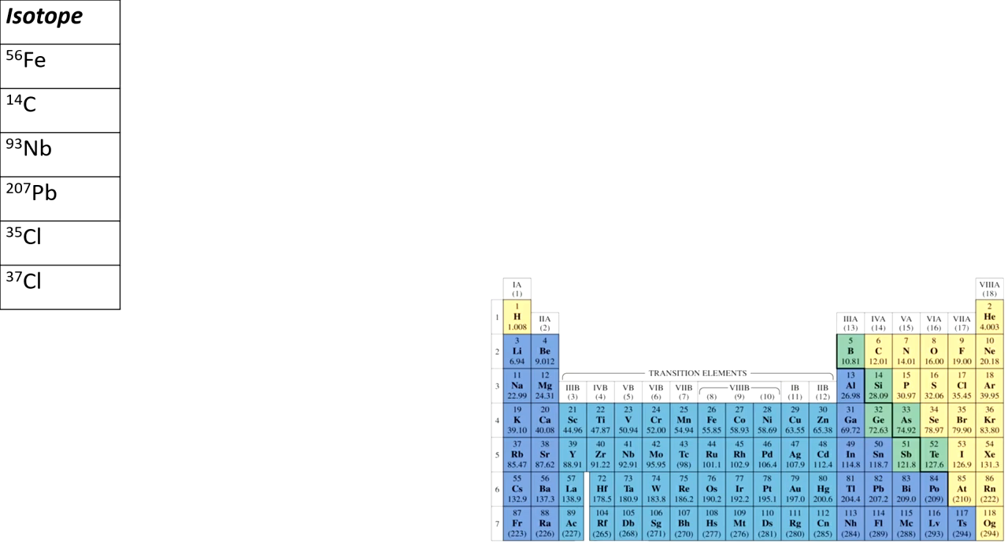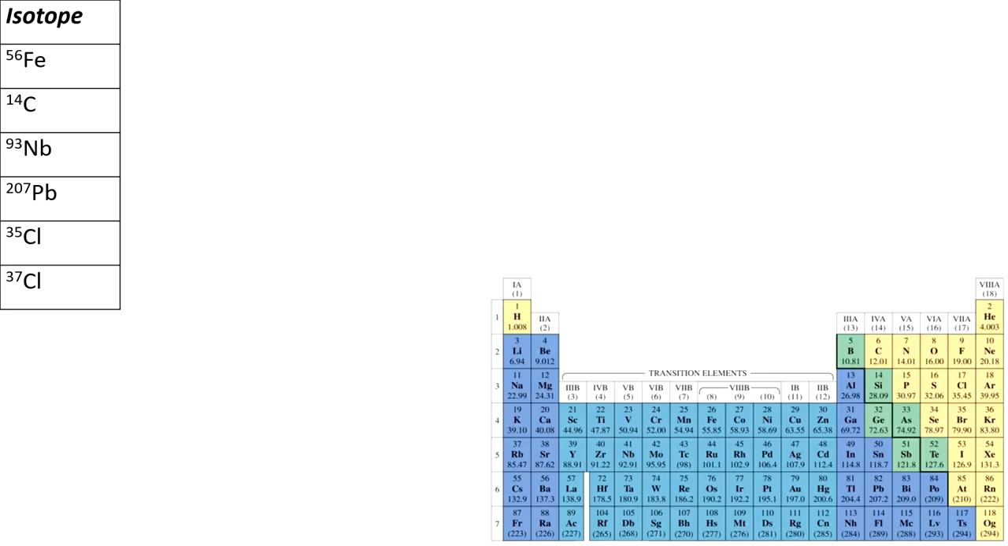So let's take as an example iron 56 as our first case. Now if you have iron 56, I want you to look on the periodic table. You can see that iron is element number 26. So what does that tell you? That tells you that it will have 26 protons and 26 electrons. And in this case, since it's iron 56, its mass number is 56, we can calculate the number of neutrons.